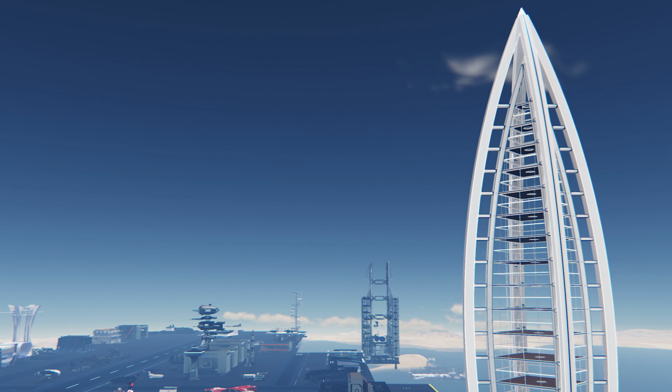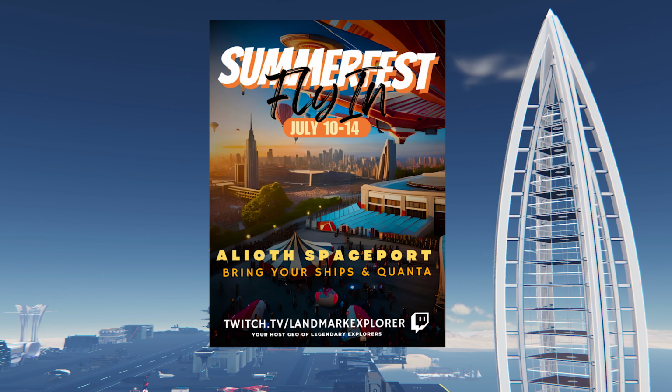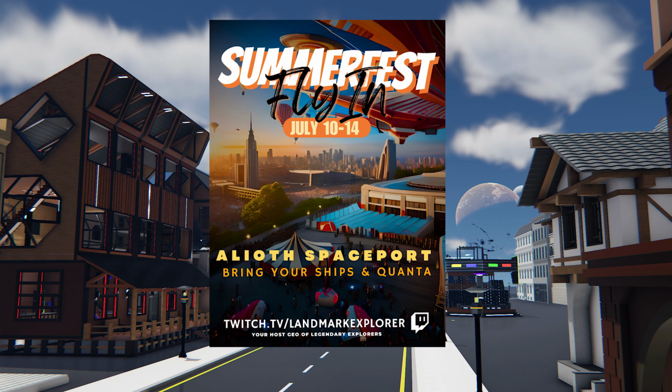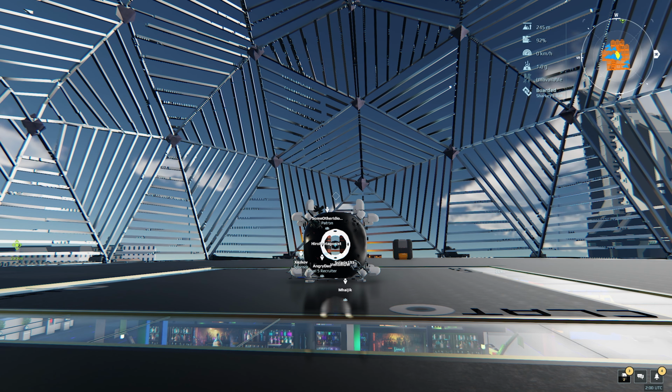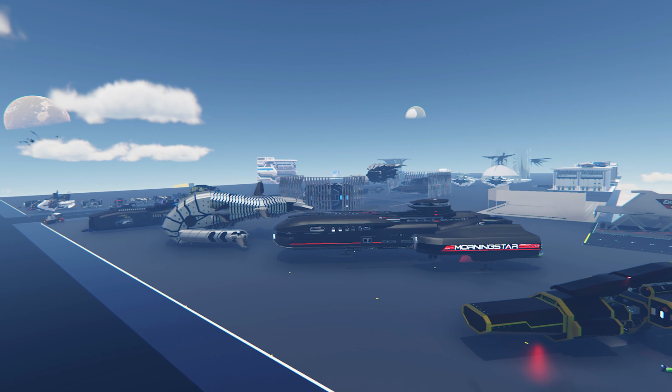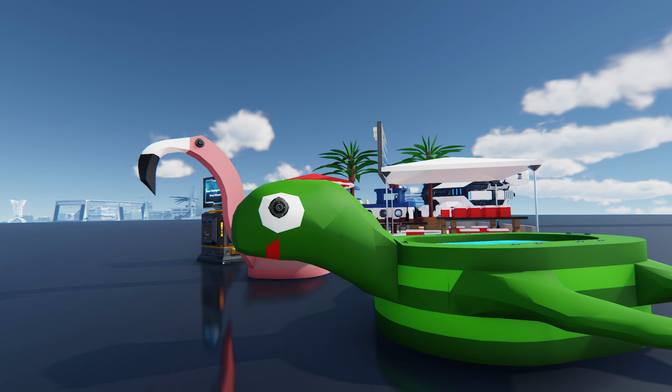Week 42 was the week of the Summerfest Fly-In that ran Monday through Friday out at Alioth Spaceport. The dome was out on location, and we toured some of the awesome ships that were on site, and the summer-themed XS Core build competition. But let's start with another awesome event.